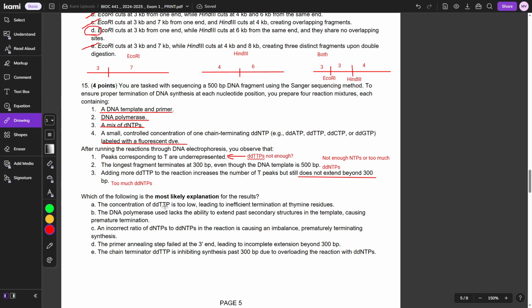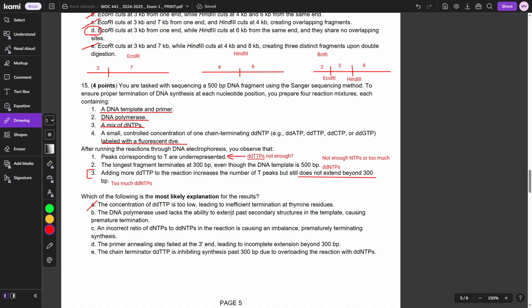The first option: concentration of ddTTP is too low, leading to inefficient termination at thymine residues. That could be it, but in the third experiment we're adding the ddTTPs, and there's still a problem of termination. So I don't think that's the issue. If the issue was that we didn't have enough ddTTPs, then surely adding them would solve that problem. But that's not the case here. We still have the issue, so it's not that.